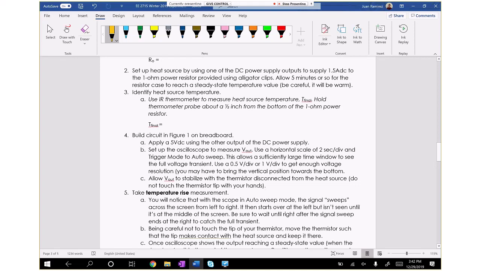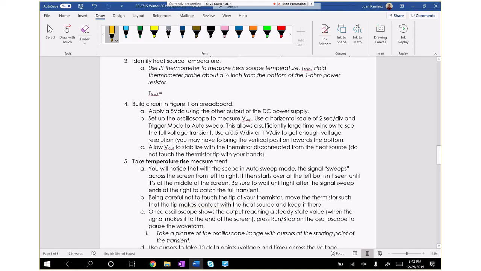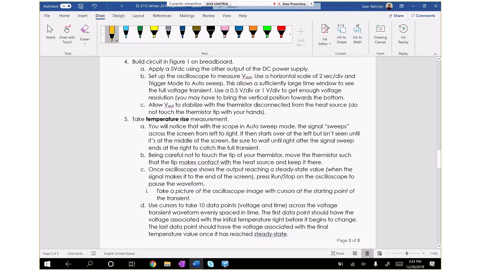Then we'll set up the heat source. Again, you're going to apply 1.5 amps DC through a 1 ohm resistor, which I'll give you guys, and you give it 5 minutes to reach a relatively close to steady state temperature value. And it'll be warm, so be careful. Now you'll use your thermometer to measure the resistor temperature after 5 minutes or so. And this will be what we call the final value, T final, as a sort of calibration or reference point.